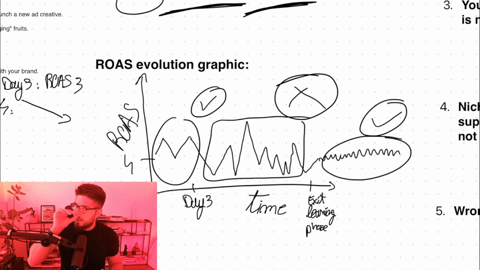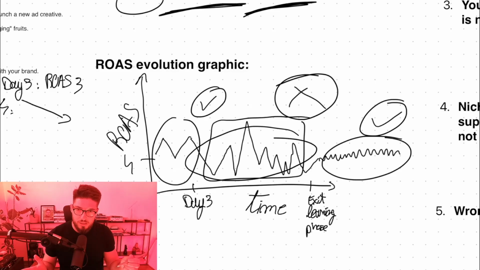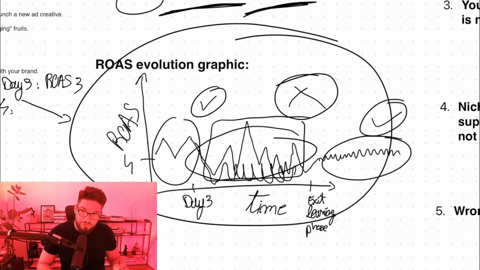So if the ad is good enough, this will not go to 0.5 ROAS, and it will exit the learning phase pretty fast. But if the ad is not too good, on the first 3 days the ROAS is going to be great. But after day 3, it will go down to here and it will be inconsistent, but low inconsistent, like 0.5, 1, 0.5, 3, 1.5, 1.2, 0.5, 4. That's bad. So the average is going to be bad. And I think this is the ROAS evolution graph on Facebook ads.